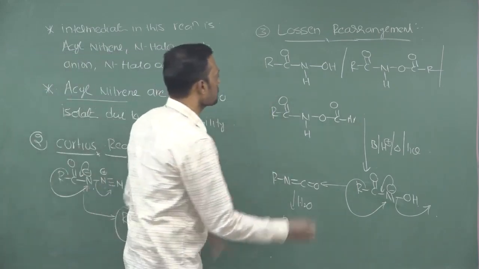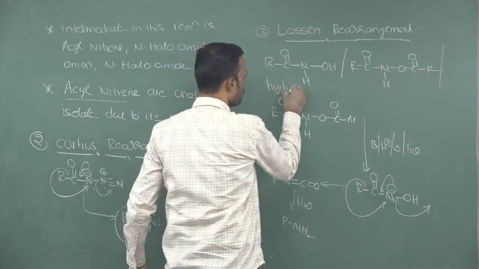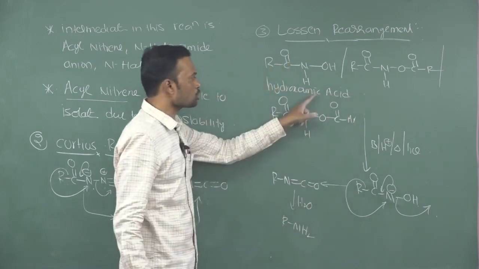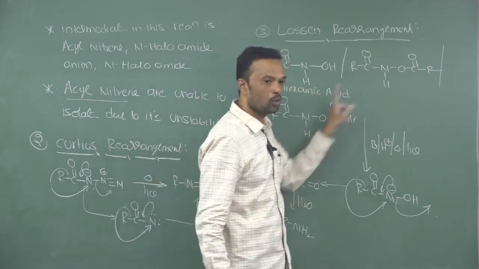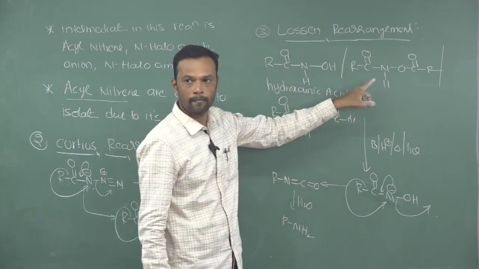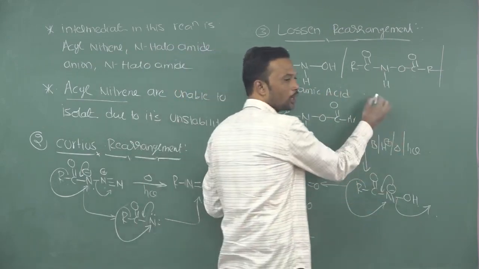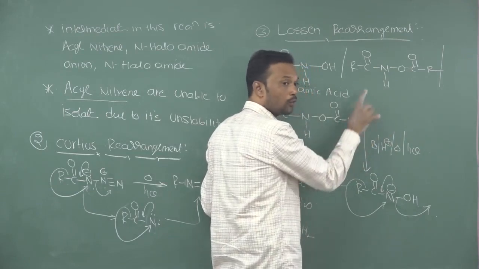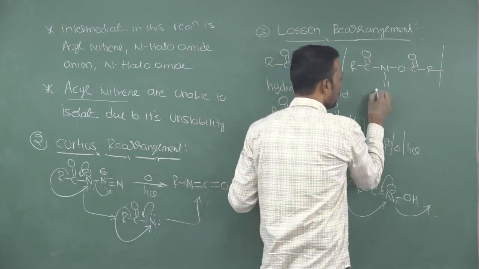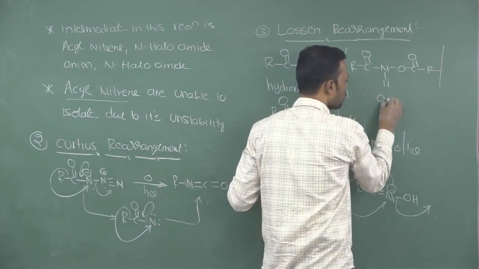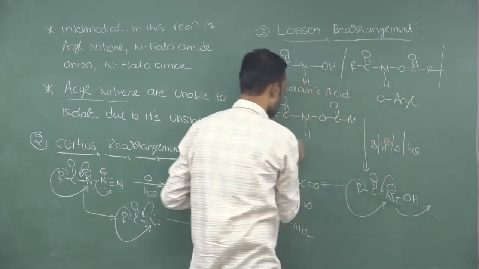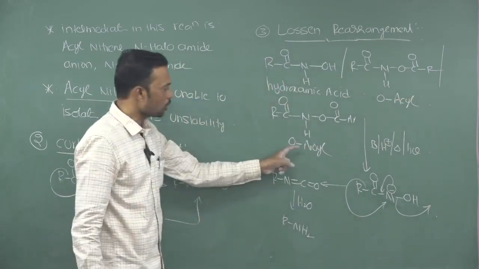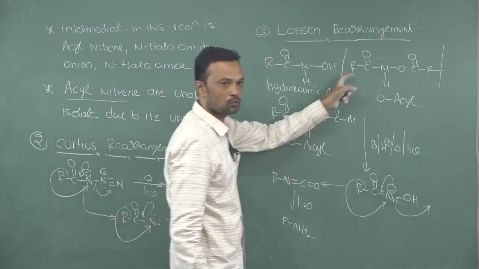So what is the name of this acid? Hydroxamic acid. You remember this one. Hydroxamic acid and their O-acyl derivative. This is O-aroyl, and what about this? Aroyl. This is not A-R-Y-L, aroyl, A-R-O-Y-L. And this is hydroxamic acid O-acyl. This is O-acyl and this is called O-aroyl. Hydroxamic acid O-aroyl, hydroxamic acid O-acyl.